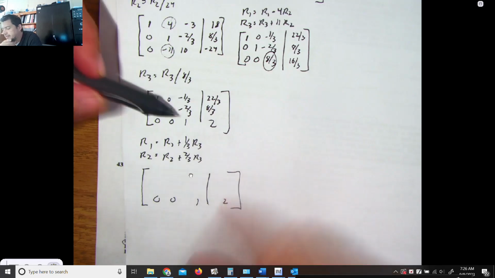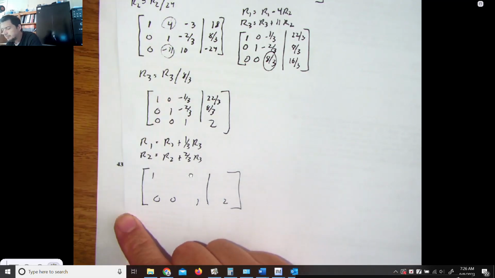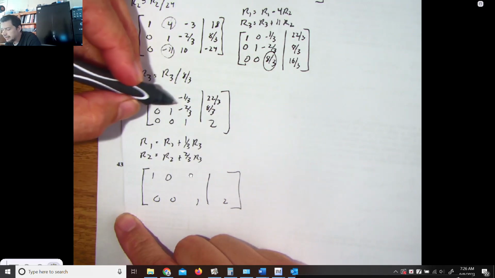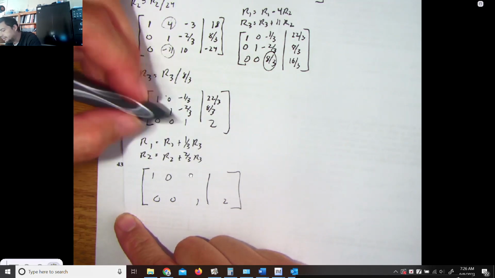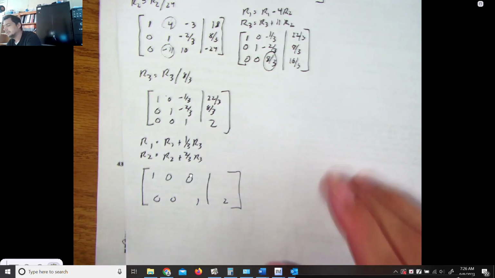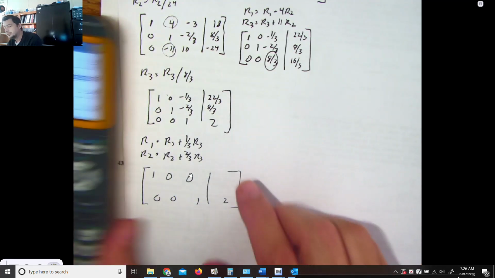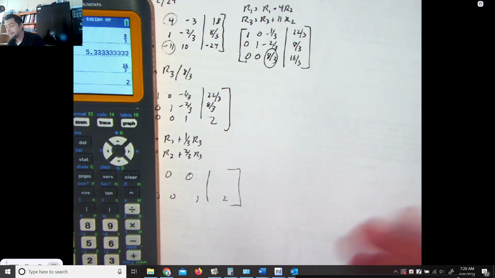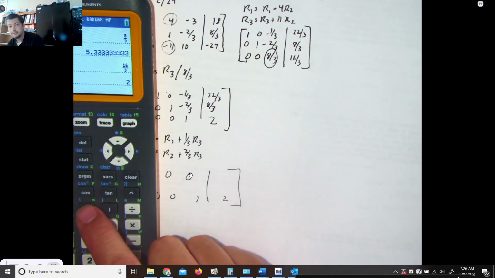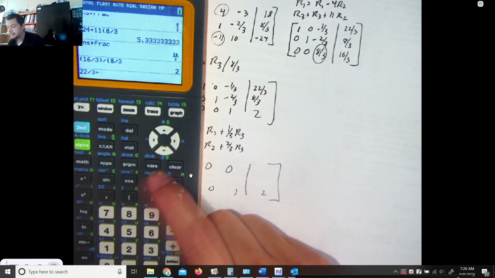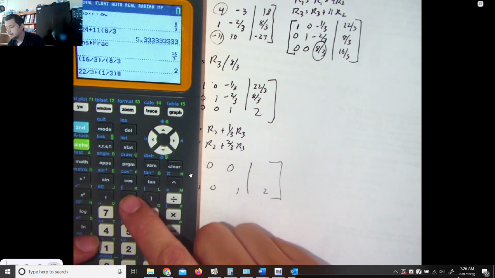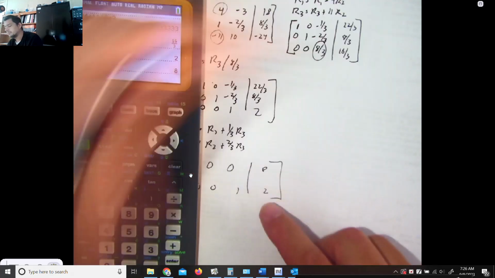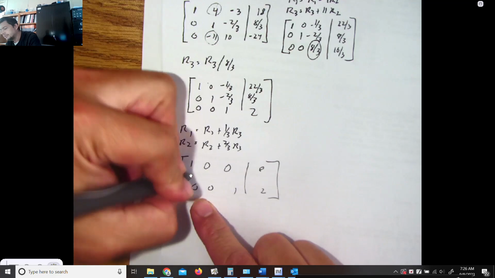All right, so if I take 1/3 of 0, 1 plus 1/3 of 0 is 0. 0 plus 1/3 of 0 is 0. Negative 1/3 plus 1/3 of 1 is a 0. That was my goal. And now I'm doing 22/3 plus 1/3 of 2, which is just 2 over 3. Or, I don't know, but you guys are kind of bad at math. I'm going to write it like that. It's 8.